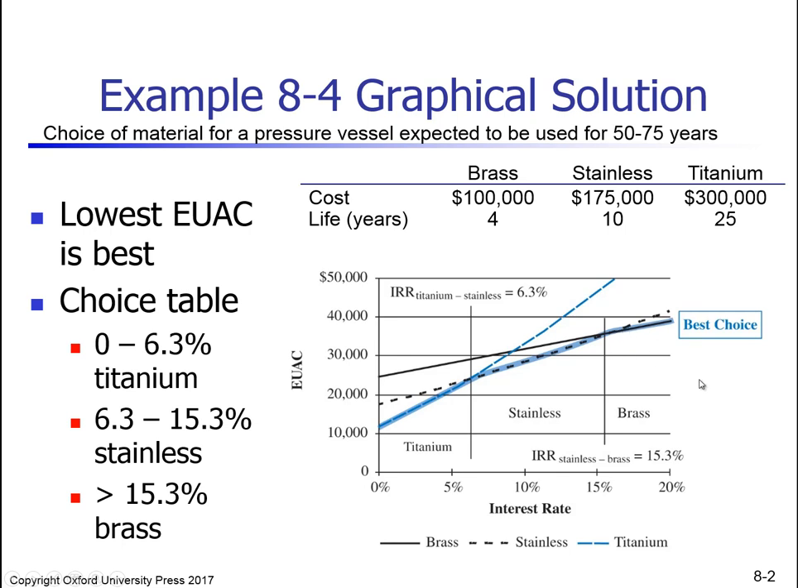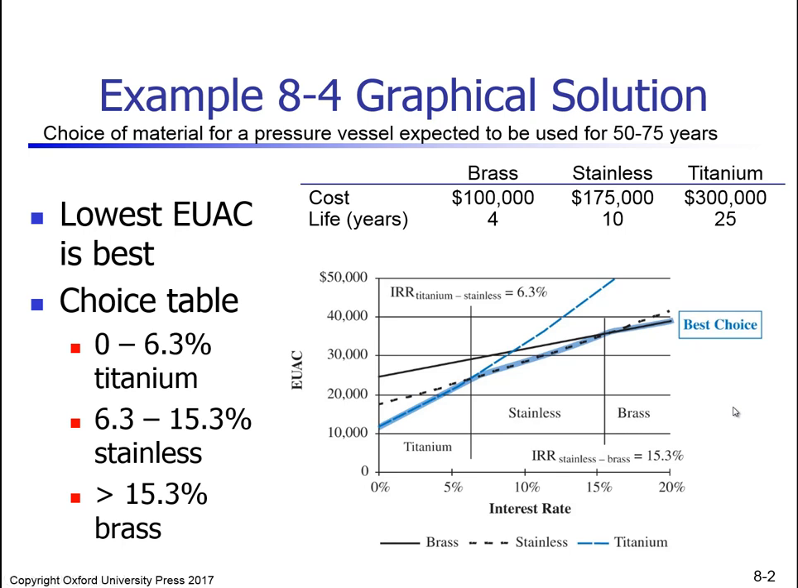And this graphical solution allows us to simply look at the plots, figure out where there are some intersections, and where one value becomes a better deal than the other. And so we have marked titanium in this region is the best choice, stainless in this region is the best choice, and brass in this region is the best choice.